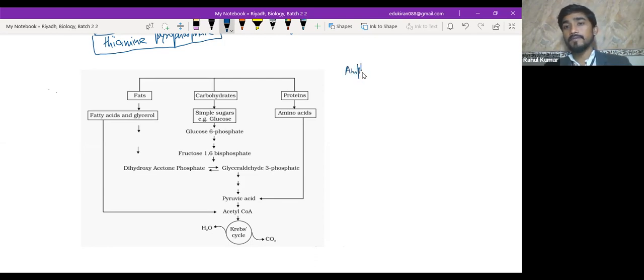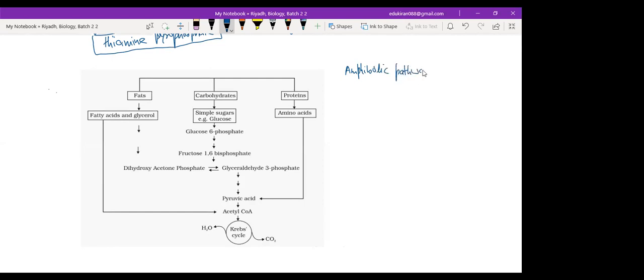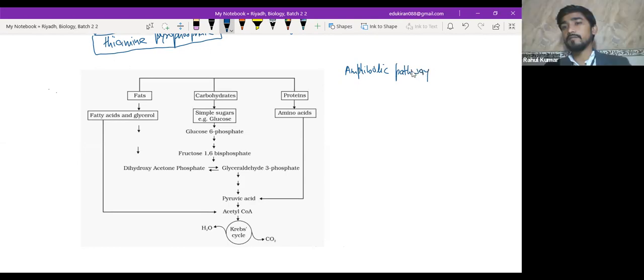Now the word amphi means both. Yes, amphibian, remember, which can live both on land and water. So amphibolic means, bolic means metabolic, so both catabolic and anabolic. So write down: amphibolic pathway means which has both aspects, both catabolic and anabolic.